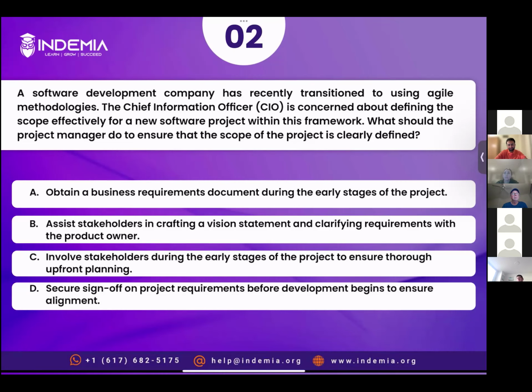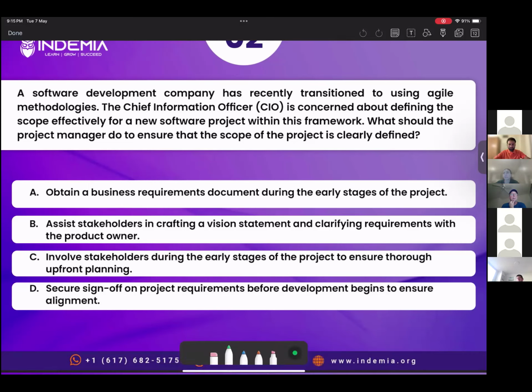The company is moving to agile, and the question is about defining the scope effectively within this framework. So obtaining a business requirement document during the early stages is obviously pre-project work, right? C, involving stakeholders in early stages of the project to ensure thorough upfront planning, could be an option. I think I ruled out D, sign off on project requirements before developing to ensure alignment.